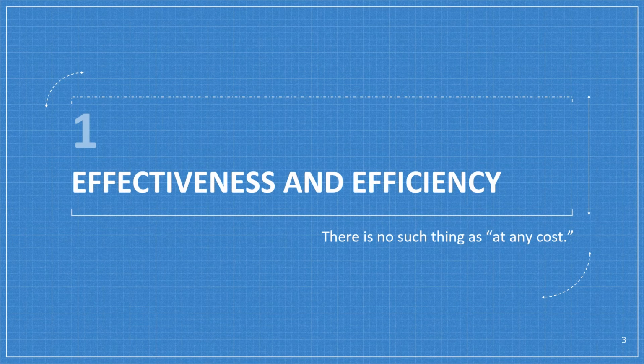Number 1, effectiveness and efficiency. Let's say you set out to get a taco for lunch. Buying a taco for $1 is effective and efficient. Buying a taco for $100 is effective because you do end up with a taco, but it is not at all efficient. It's not enough to accomplish what you set out to do. You need to limit yourself to acceptable parameters. There is no such thing as at any cost.